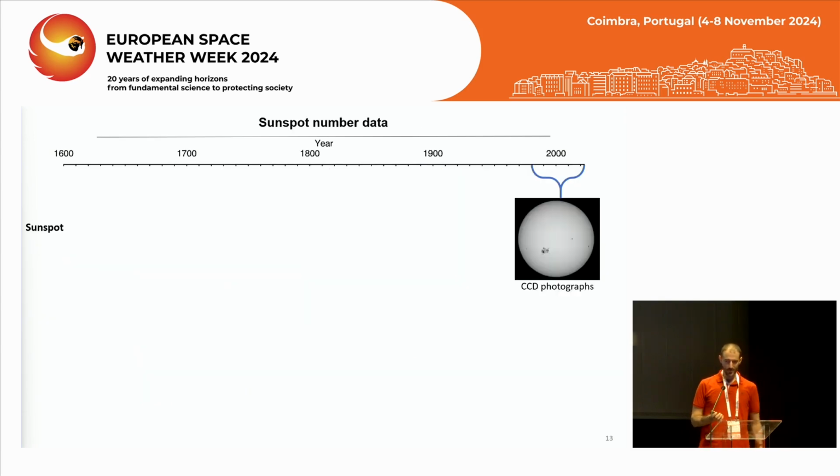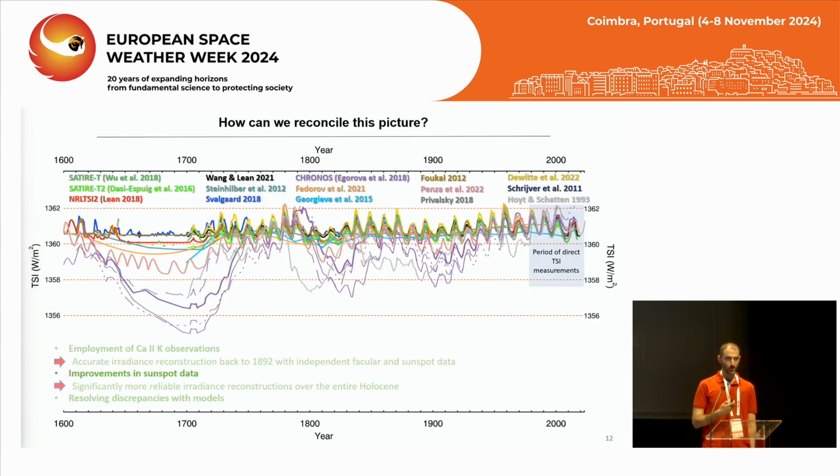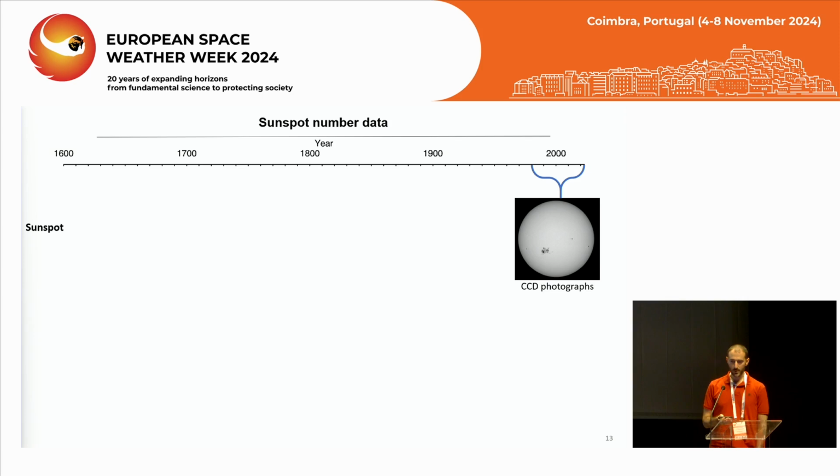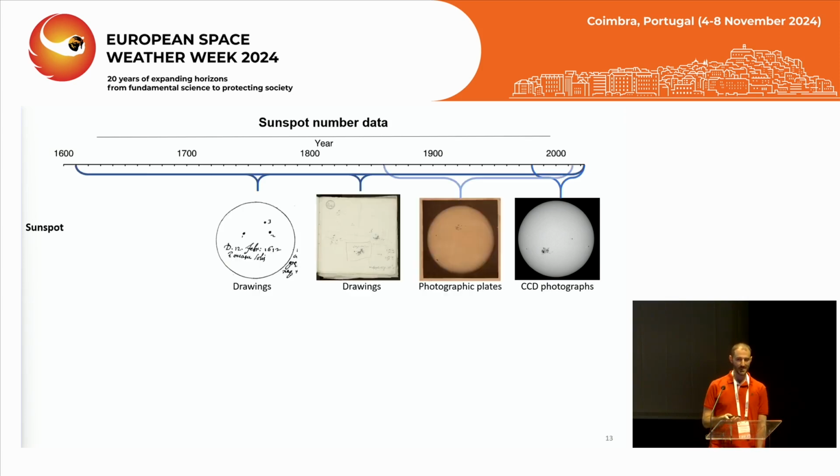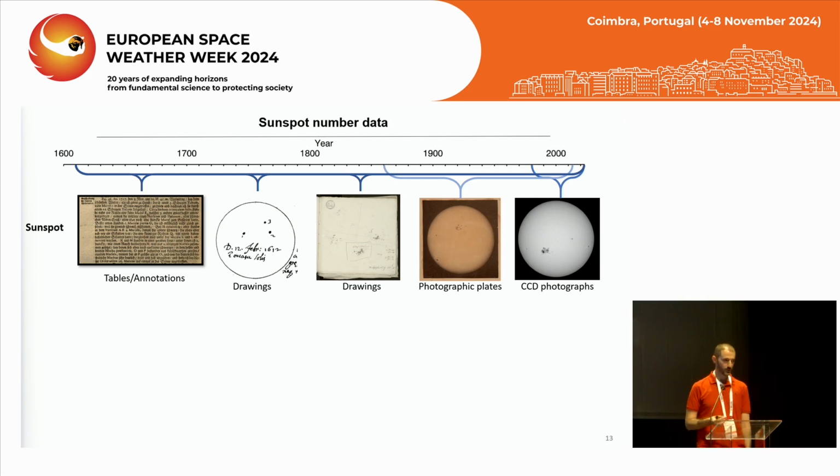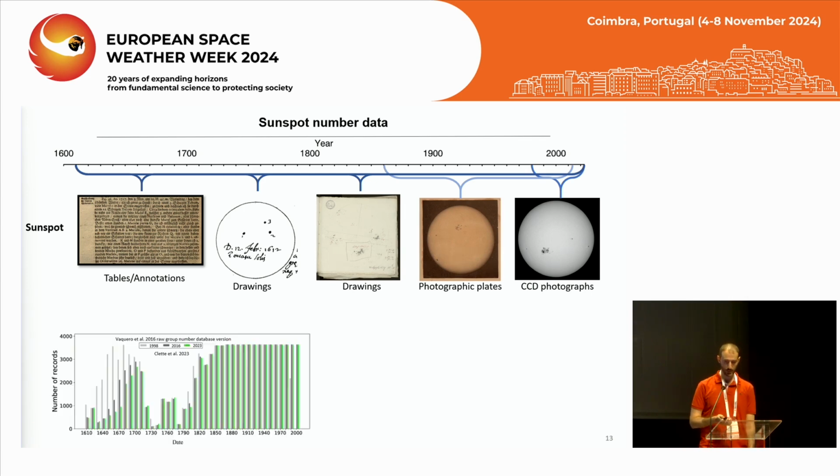So I will move very quickly to the second part, that is what we can do with sunspot data to improve our understanding of irradiance variations. And very quickly to say that we have a lot of different observations of sunspots, and they differ significantly in quality. We have from CCD observations very recently some photographs, drawings of different quality, but a lot of the data are in either tables or just comments that the observers left.